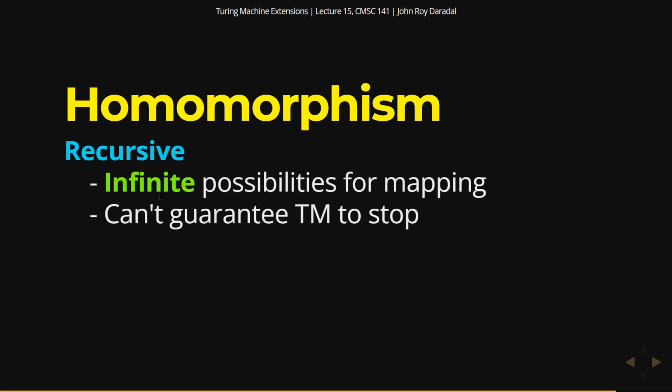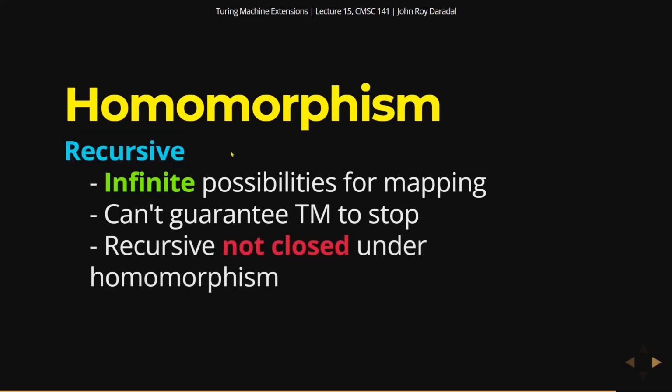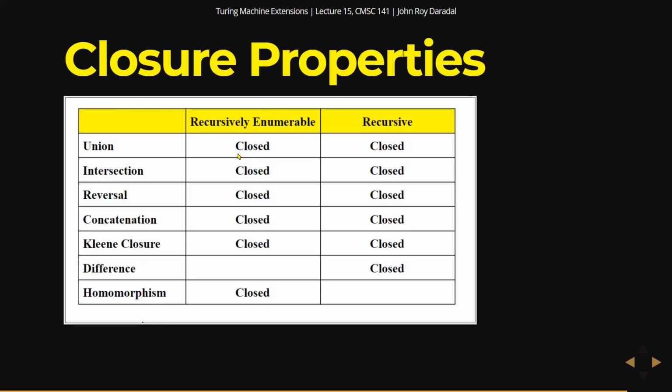Okay, because we have to guarantee our Turing machine to stop. Since this is recursive, it has to be a decider, right? So since we can't do that, then recursive is not closed under homomorphism. So only under recursively enumerable. Okay, so that is the closure properties.